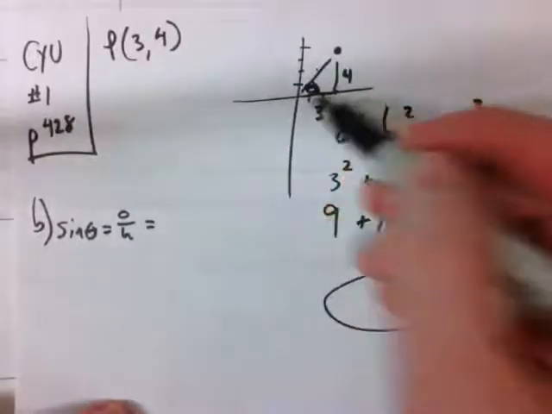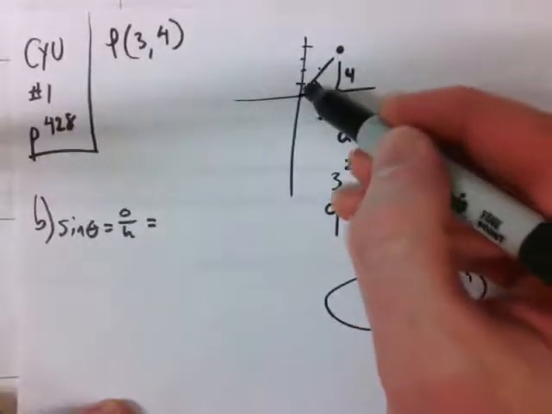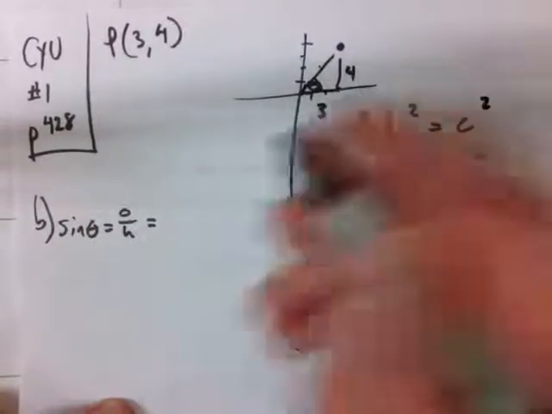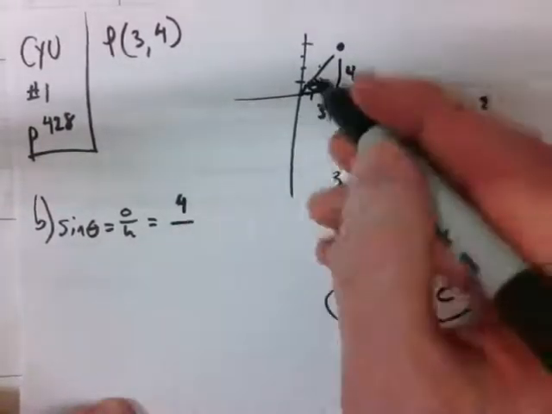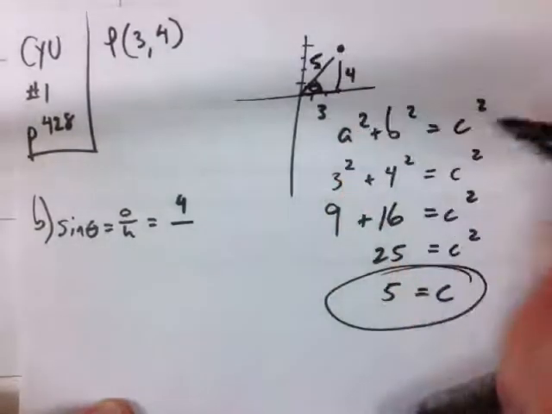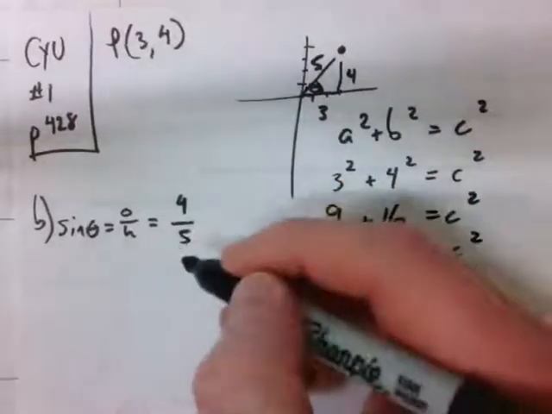and you can't see what I'm talking about. This angle, that's theta. Why did I draw this so small? I don't know. That's the angle we're talking about. So the opposite side is 4. The hypotenuse is 5. I feel like I'm yelling.